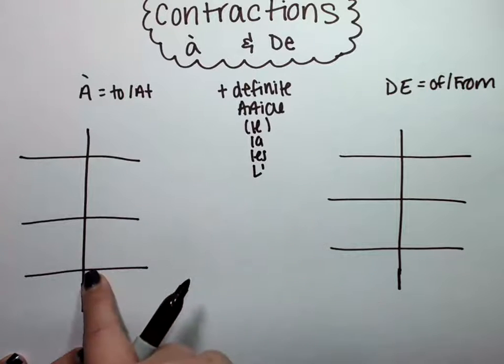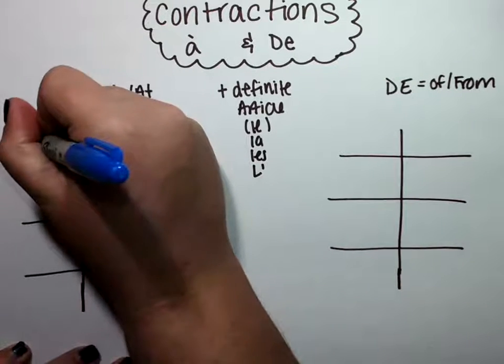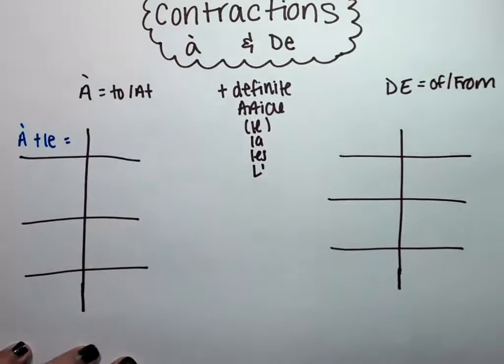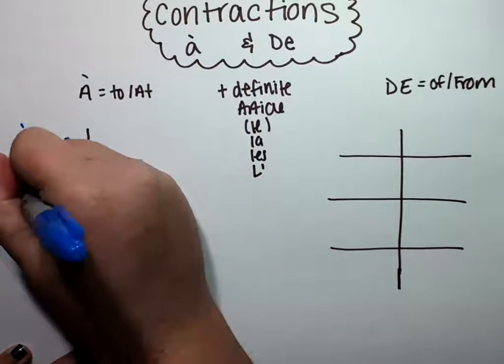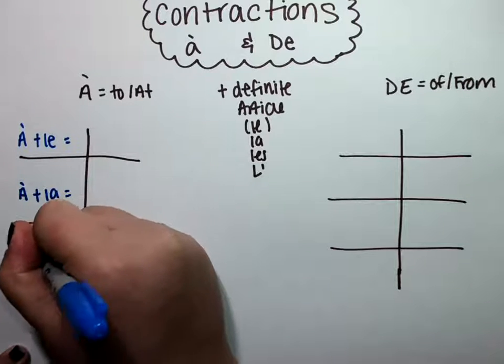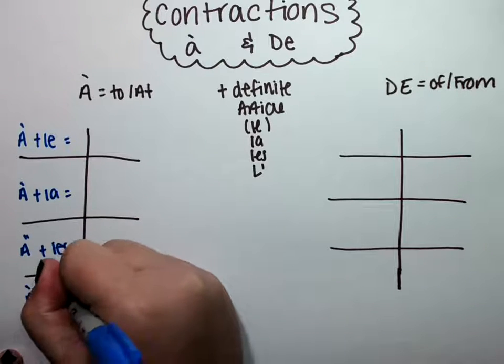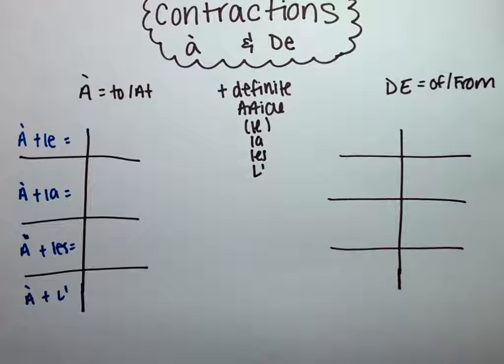So on the left-hand side, I'm going to start with a. We're first going to write out a plus our definite article. So we're going to write out a plus le first. And so that looks like this, a plus le. And then we're going to draw a little equal sign. So we're going to write that out for all of our definite articles. A plus la, a plus les, and a plus l'apostrophe. All right, so now that we have all of our a's plus our definite articles written out, we can start talking about what they contract to.